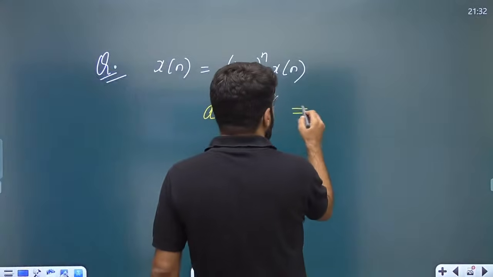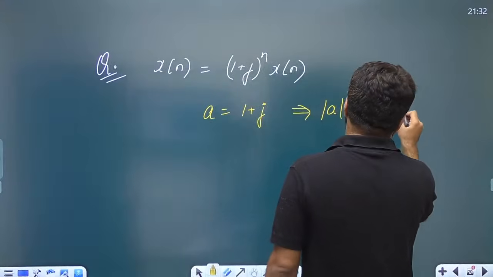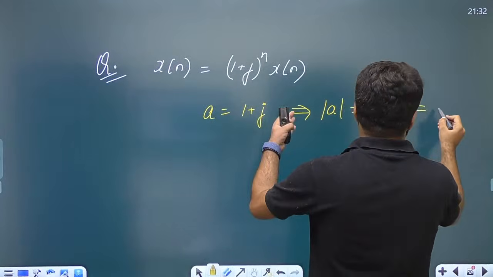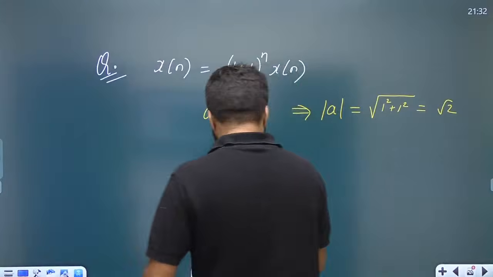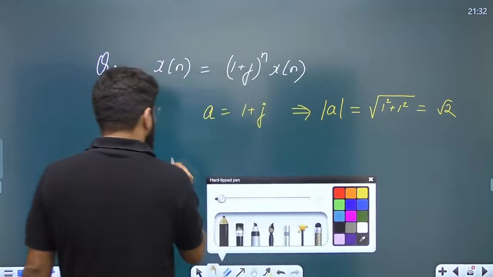So what will be the modulus of a? That is what you should always take care of. The modulus of a will be the square root of 1 square plus 1 square, the square root of x square plus y square. That is the square root of 2. Now you can write down its Z transform easily.